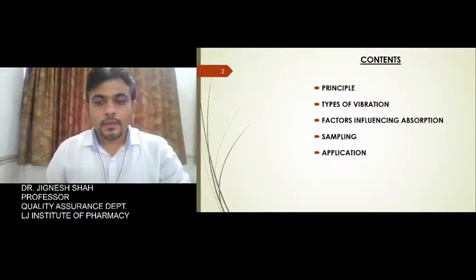In today's class, we will be starting with the topic that is IR spectroscopy. Now, students, the content of today's class will be the principle involved in IR spectroscopy and different types of vibration which are found in case of IR spectroscopy. So we'll be continuing with the first point, that is the principle involved in IR spectroscopy.